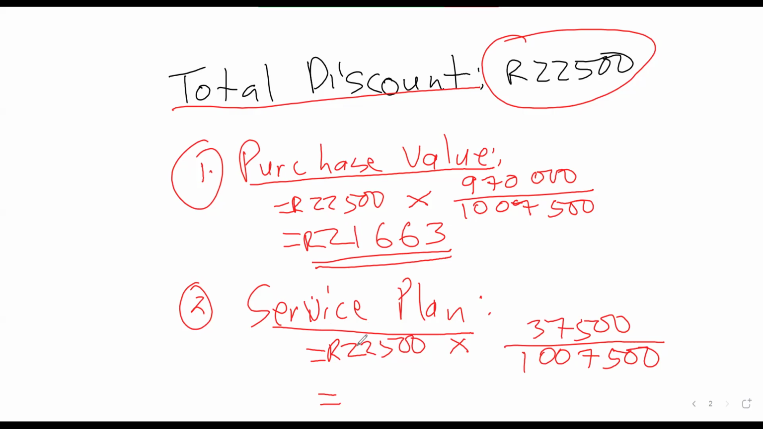And then for the service plan, you're going to say 22,500 multiplied by 37,500, which is the service plan aspect, divided by the total value of the purchase car. Then in this case, you get something like 873, if I'm not mistaken. No, 837. Yes. So notice, colleagues, these are the allocations for the discount.